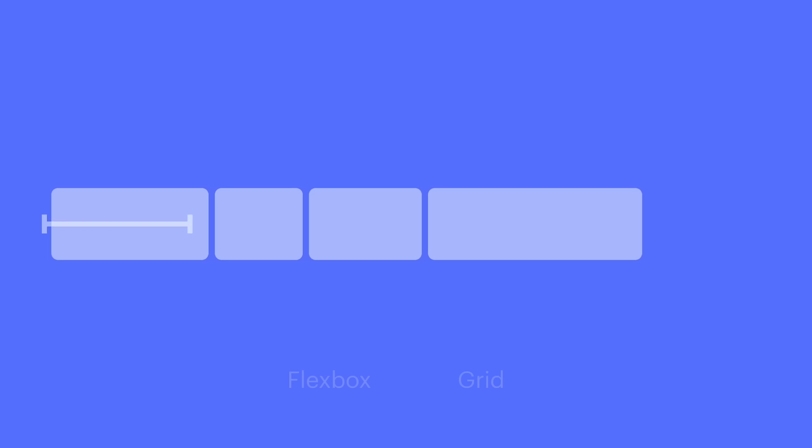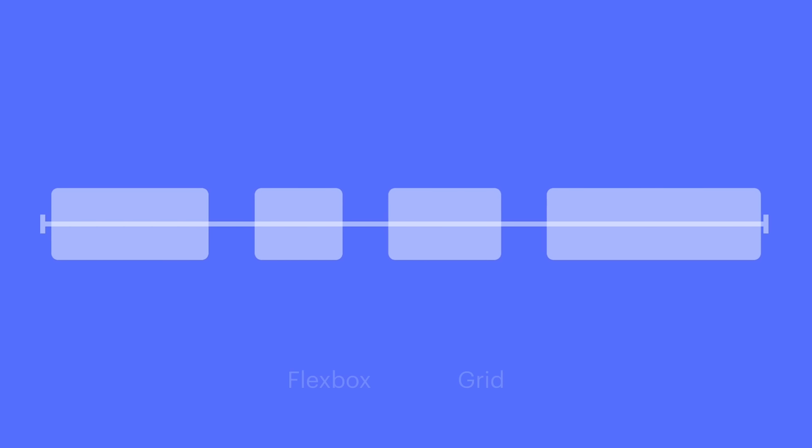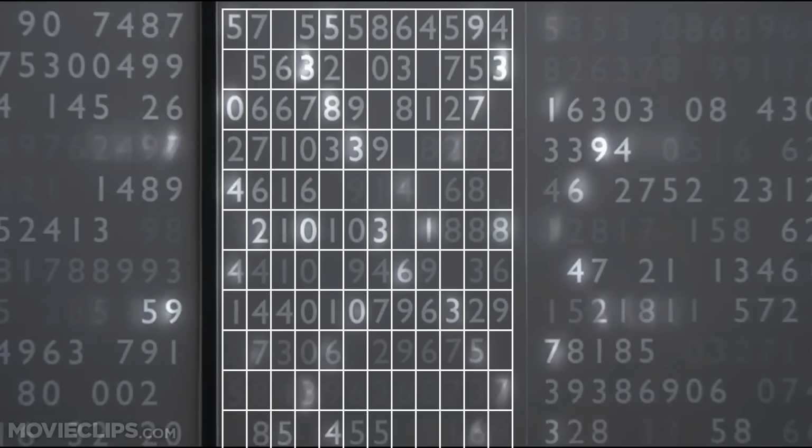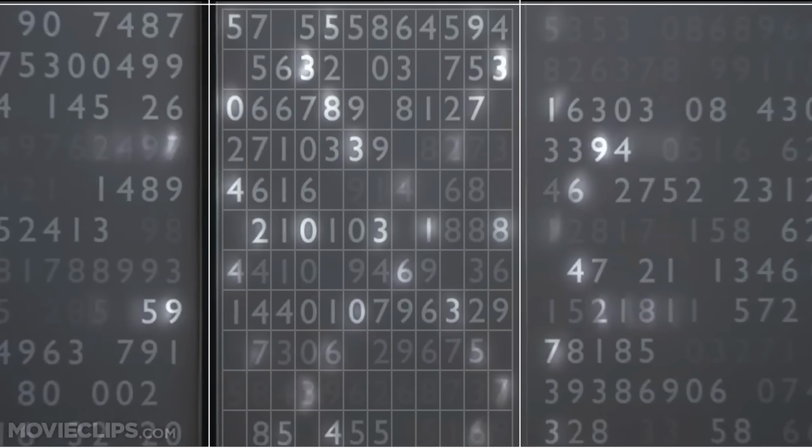How about a custom navigation bar with equally spaced links? Using Flex, we can easily justify the space in between. John Nash, cracking the Russian codes, probably grid, which by the way, you can put a grid inside another grid.